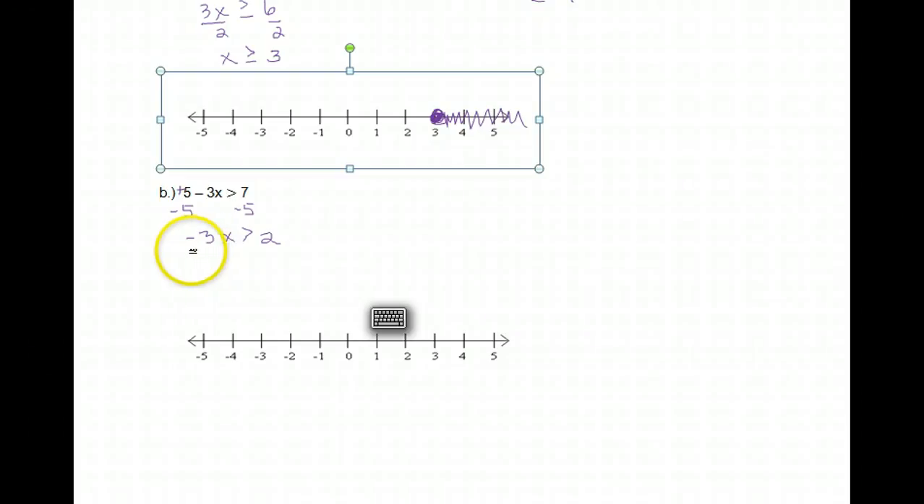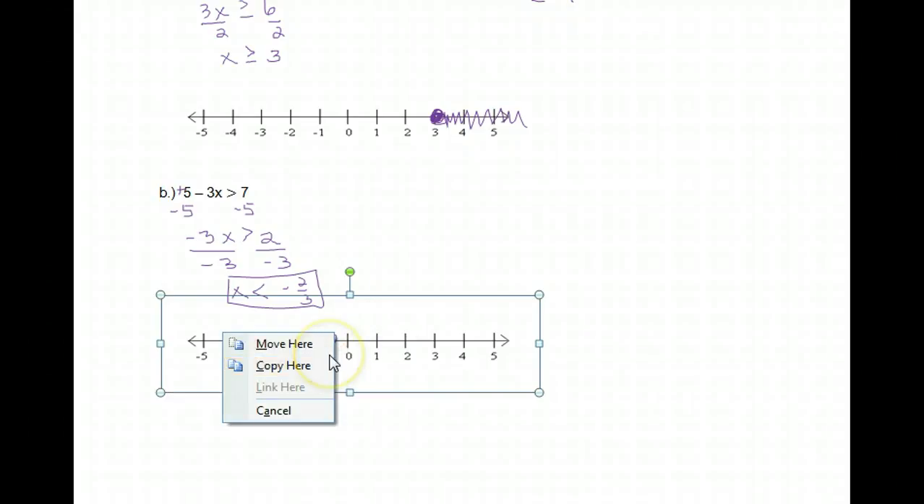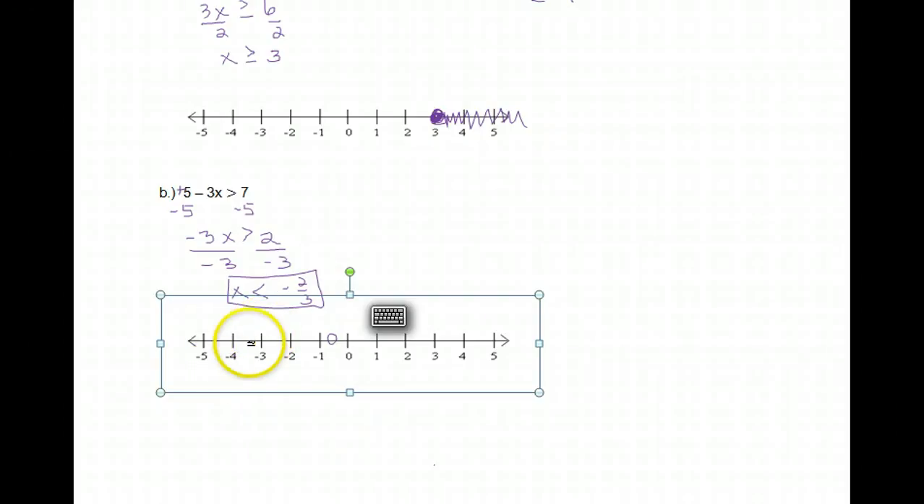Next, I want to undo the multiplication of negative 3. So I will divide both sides by negative 3. When you divide by a negative, you must reverse your inequality, and that leaves us with negative 2/3. So our answer is that x is less than negative 2/3. So I'm going to put an open circle where negative 2/3 would lie. And then I want to shade in the less than area, so that's to the left.